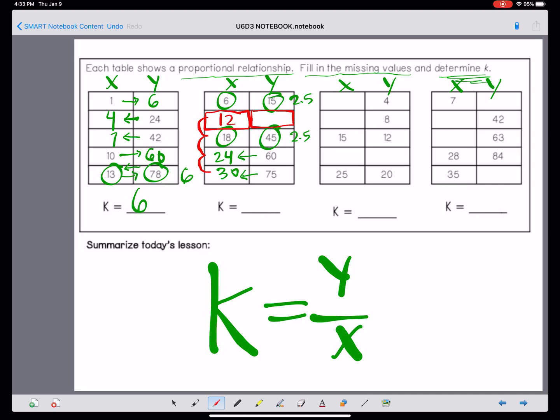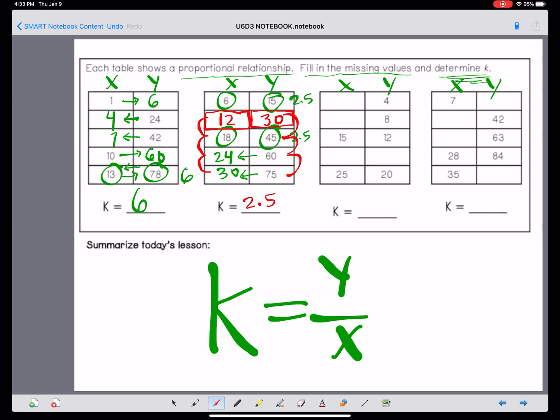On the right side, let's see, to go from 75 to 60, I'm subtracting 15. Same thing from 60 to 45, I'm subtracting 15. So let's subtract 15 from 45, and we'll get 30. We know that our constant is 2.5 because that's what we got at the beginning.